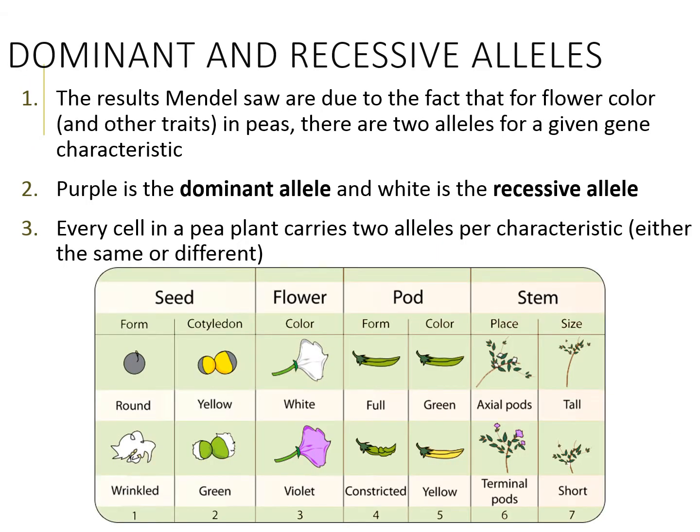So the results Mendel saw are due to the fact that for flower color and other traits in peas, there are 2 alleles for a given gene characteristic. Purple is the dominant allele, white is the recessive allele. Every cell in a pea plant carries 2 alleles per characteristic, either the same or different.